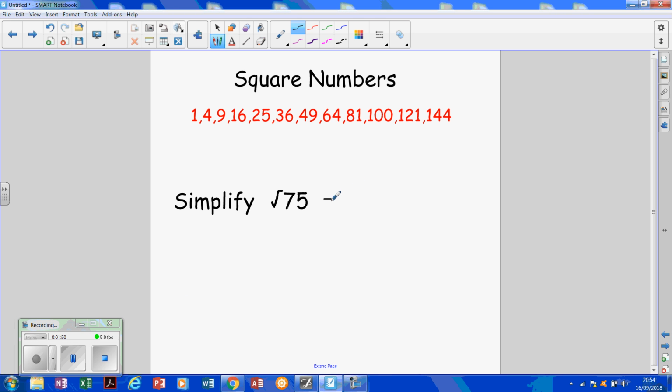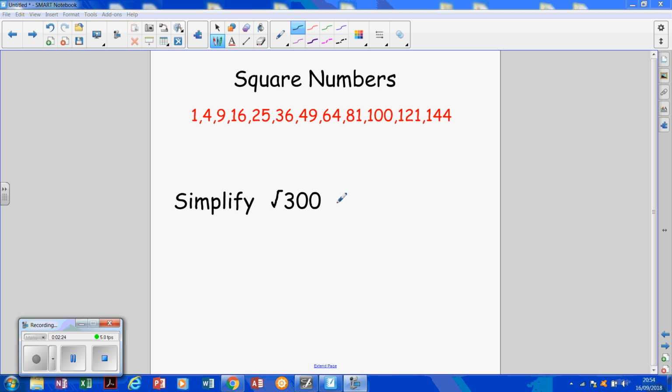Next one, the square root of 75. So I'm going to start and go down the list until I find the biggest number that divides into it. 49 doesn't divide into it, 36 doesn't divide into it, 25 divides into 75 and it goes 3 times. So 75 is the square root of 25 multiplied by 3. Split the root sign, so square root of 25 times the square root of 3. Square root of 25 I know is 5, so that breaks down to 5 root 3.